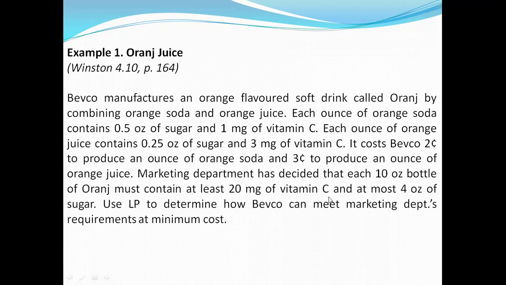The marketing department has decided that each 10 ounce bottle of orange must contain at least 20 milligrams of vitamin C and at most 4 oz of sugar. So for 10 bottles, the composition of 20 milligrams of vitamin C and 4 oz of sugar needs to be the composition of the mixture. So we use the linear programming technique to determine how the Bevco company can meet the marketing department's requirements at minimum cost. So cost should not be increased further, as per the general statistics of manufacturing within the company.